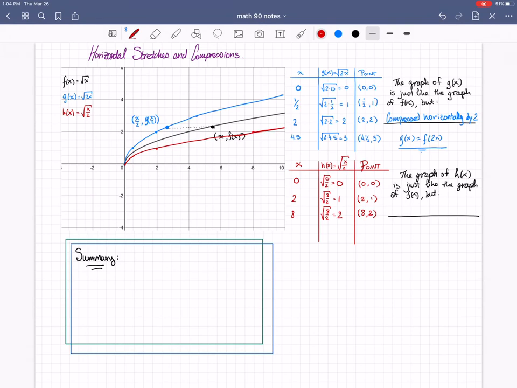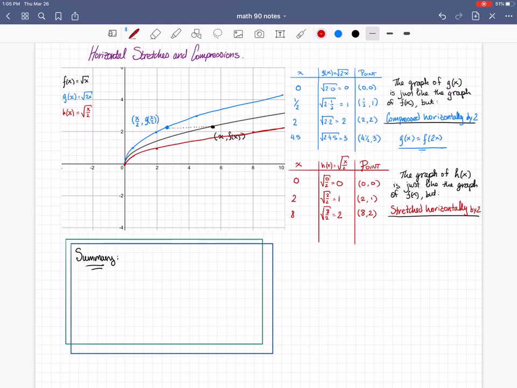Okay. So what I'm going to try to convey with my laser pointer here is that the red graph looks as though you took the black graph and you stretched everything that way. So you pulled it outward. All right. Now, again, some of you might be thinking, wait a minute, can't you think of it a different way? And yes, you can, but hold that thought. I'll get to it in a second. So the graph of h of x is just like the graph of f of x, but stretched horizontally by 2.